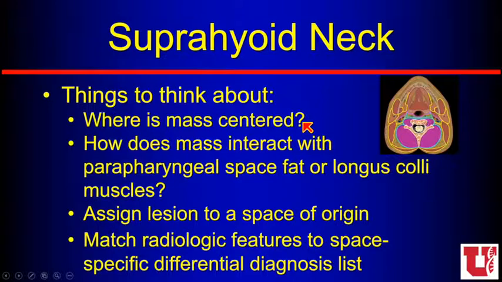So anytime I have an extracranial head and neck mass, I try to think about where the thing is centered. Just like we talked about in the upper digestive tract, it may make a huge difference if you say a tumor is centered in the oral cavity rather than if it's centered in the oropharynx. It's the same with all the deep spaces of the neck that are around the upper digestive tract. I'm going to think about how the mass interacts with either the parapharyngeal fat or the longus colli and capitis musculature. Then I'm going to assign a space origin to the lesion. And then I'm going to think about matching the radiologic features, either on CT or MRI, to a space-specific differential of what pathology happens to that anatomy in that space.